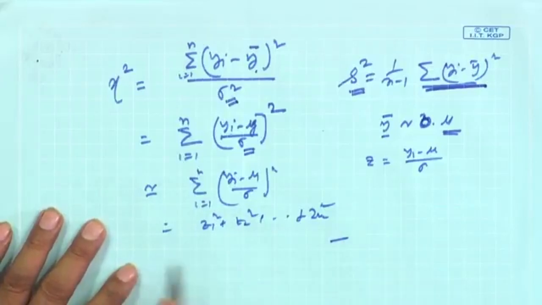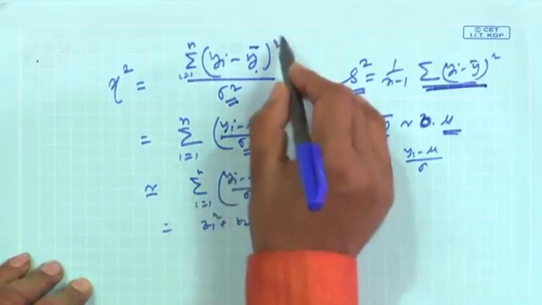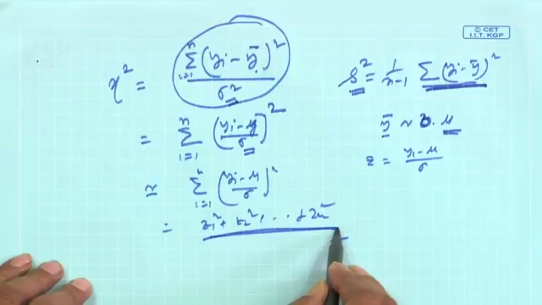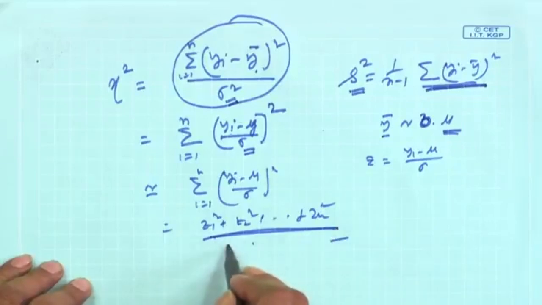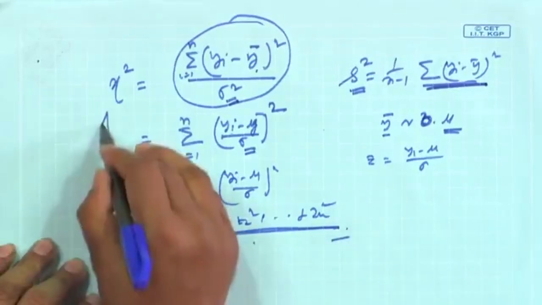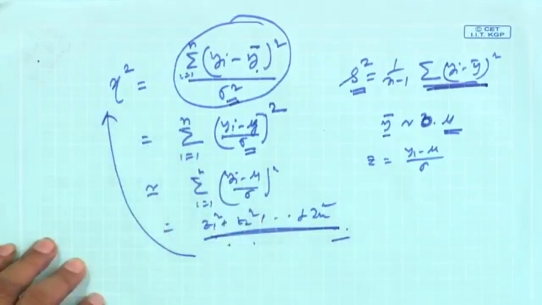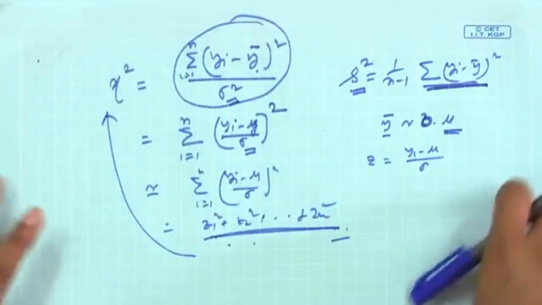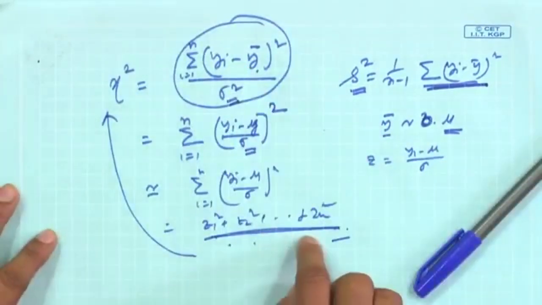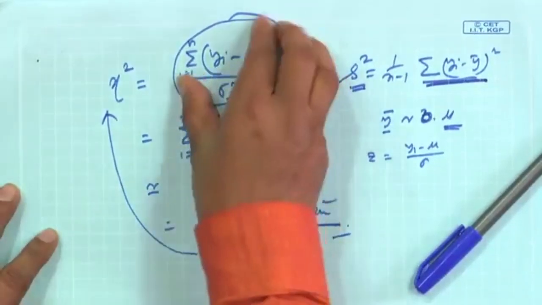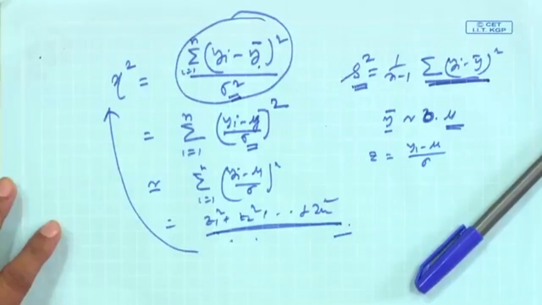So, what happened then? That means this is a quantity which can be approximated as the sum of the squares of unit normal variables, and then it will be a chi square distribution. So, if you create a statistic and find that this statistic is nothing but the sum of the squares of unit normal variables, then that statistic will follow a chi square distribution.